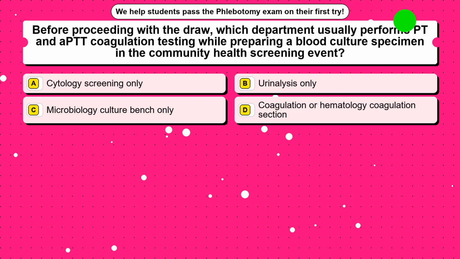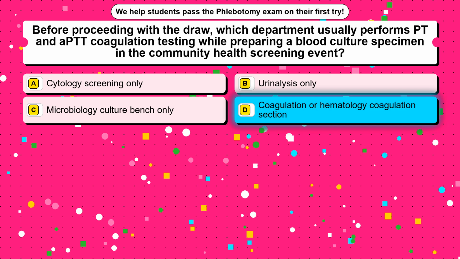Question 84. Before proceeding with the draw, which department usually performs PT and APTT coagulation testing while preparing a blood culture specimen in the community health screening event? Option A. Cytology screening only. Option B. Urinalysis only. Option C. Microbiology culture bench only. Option D. Coagulation or hematology coagulation section.